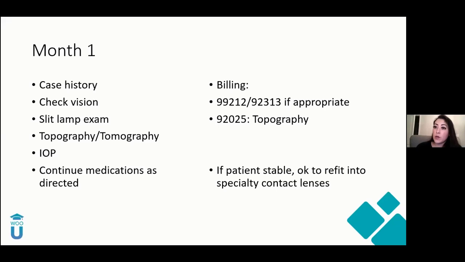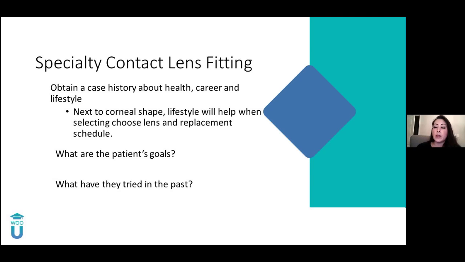Or if you're not comfortable with that, or the surgeon's not comfortable with that, then you're going to go ahead and wait a little bit longer, depending on your comfort level and what is happening with that patient.